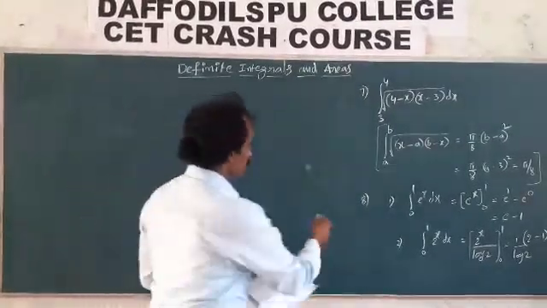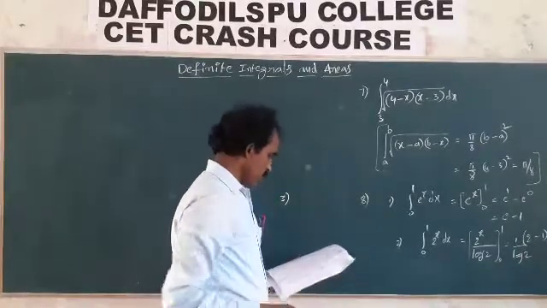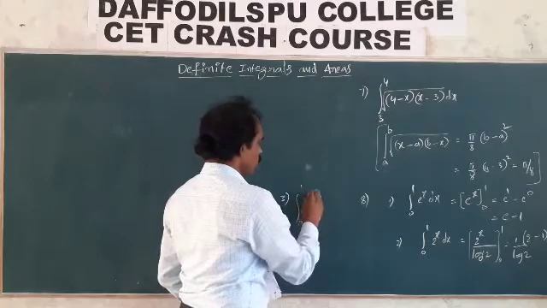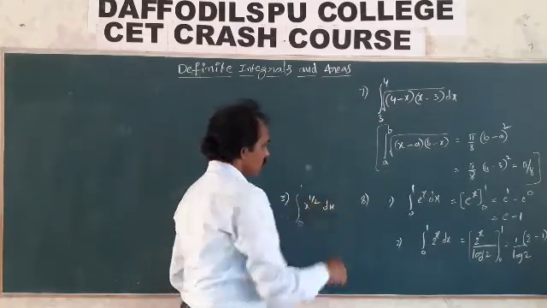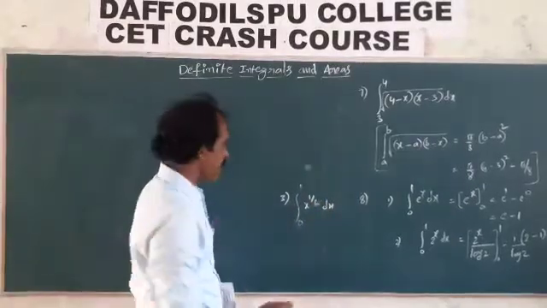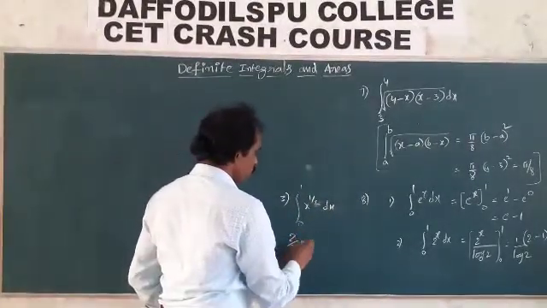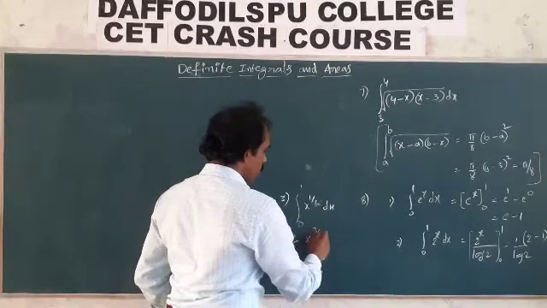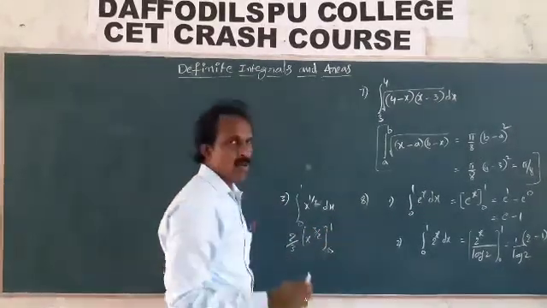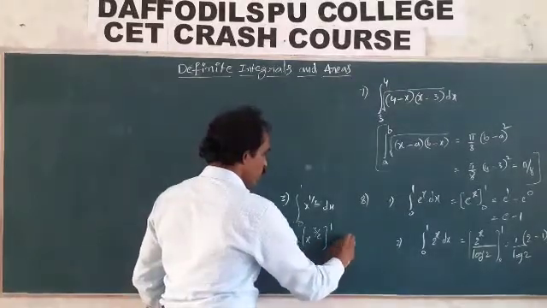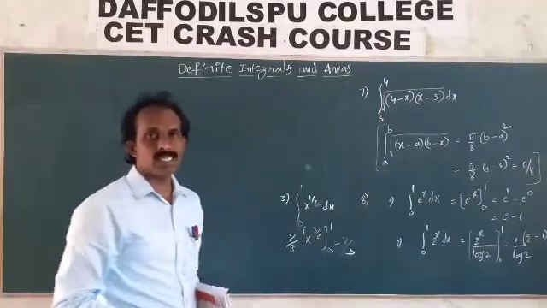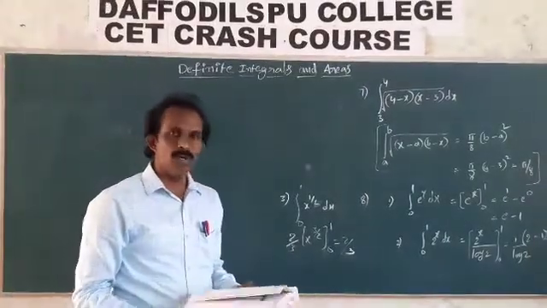Next, the third option. The integral from 0 to 1 of root x, that means x to the power of 1 by 2 dx. The integration of x to the power of 1 by 2 is x to the power of 3 by 2 divided by 3 by 2, plus its reciprocal 2 by 3, x to the power of 3 by 2, from 0 to 1, so 1 minus 0. That implies this value is equal to 2 by 3. So this is the correct answer. Once you check the fourth option also, x derivative.